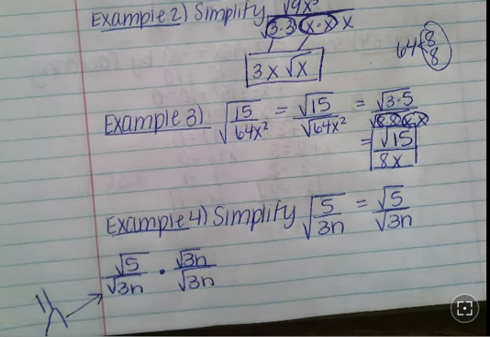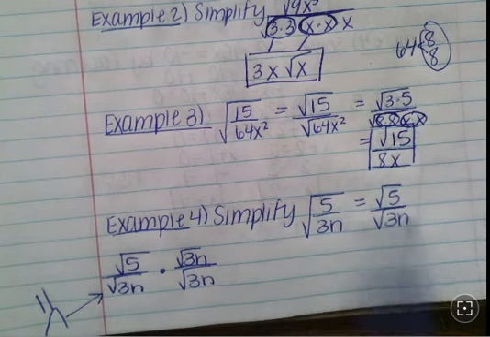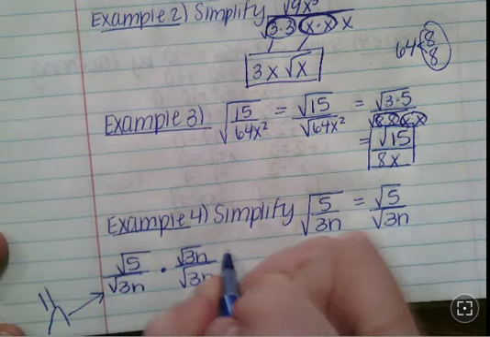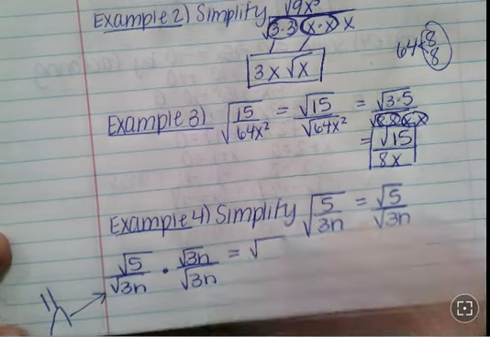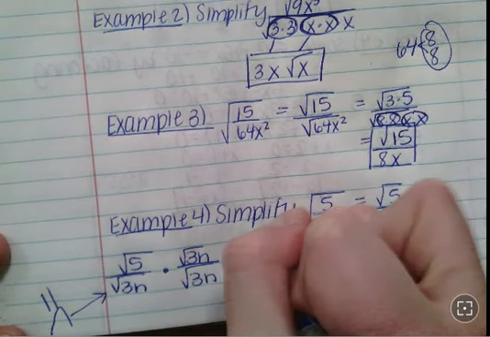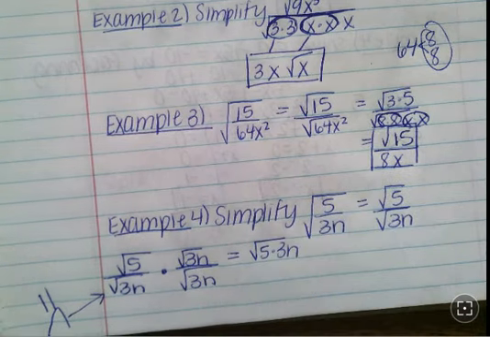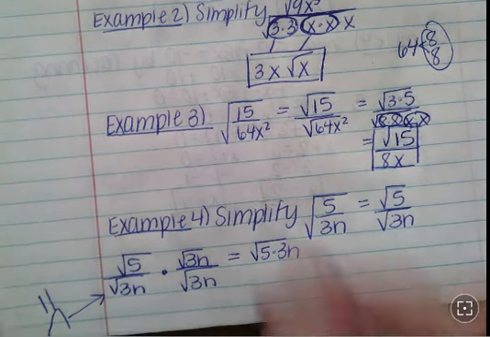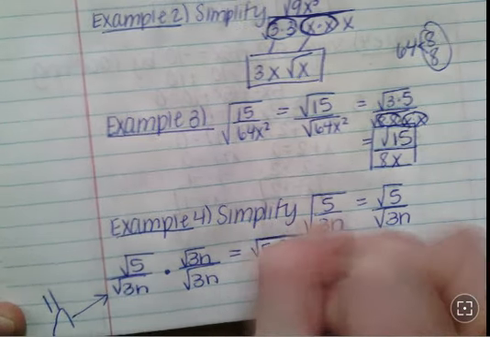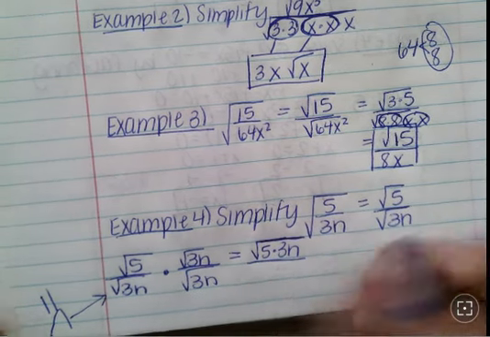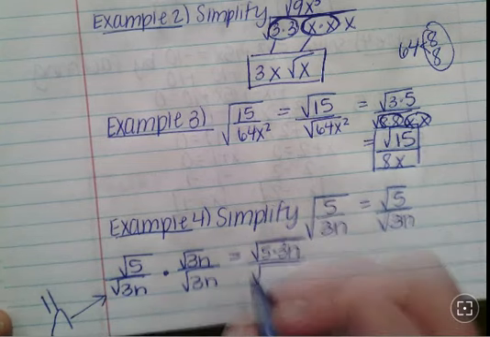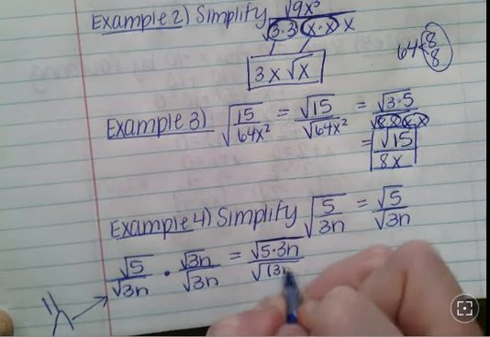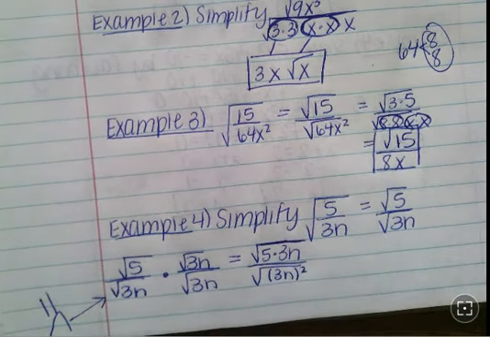About the same time the old dead guys figured out that this works, they also said that if you have a radical times another radical, that's the same thing as the radical of the product of whatever's underneath. Those two things are equivalent. You can go inside and outside of a radical like that. On the bottom, 3n times 3n is the same thing as 3n quantity squared. There's two of them.